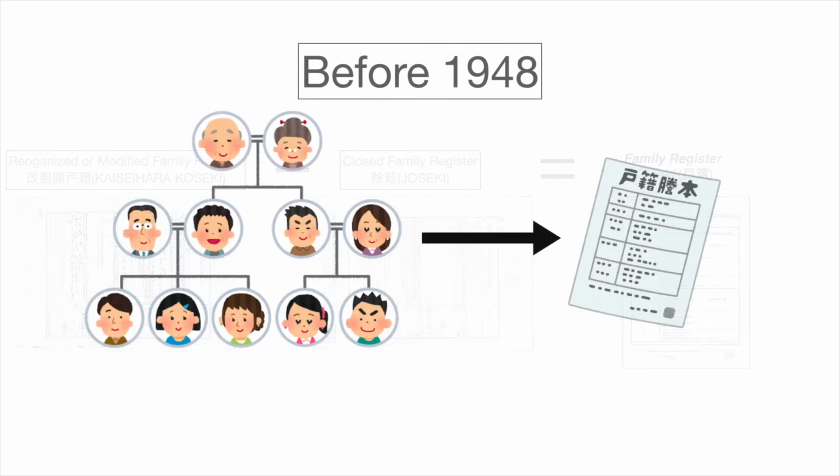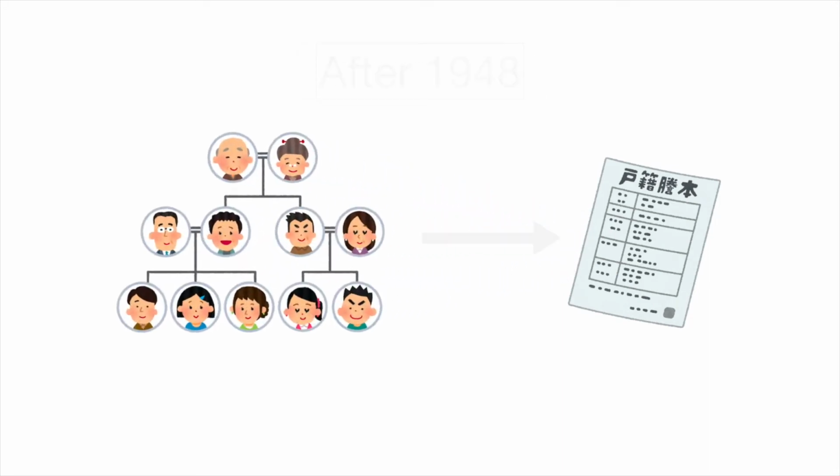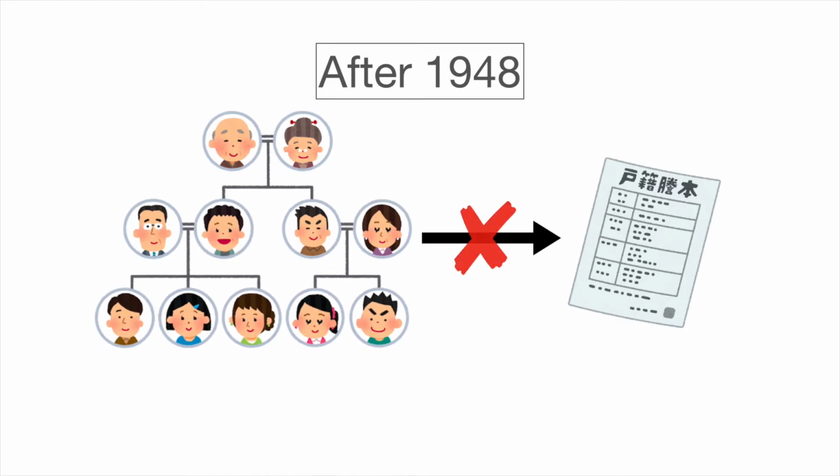Until now, there have been many changes made to the family register. For example, the pre-war register was created according to the house. So parents, children, children's spouses, and grandchildren were all included on one family register. However, the law was revised in 1948. Since 3 generations are now prohibited from being listed on the same register, married couples and their unmarried children now have their own family registers as a single unit.